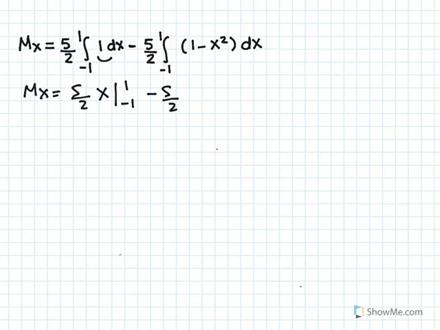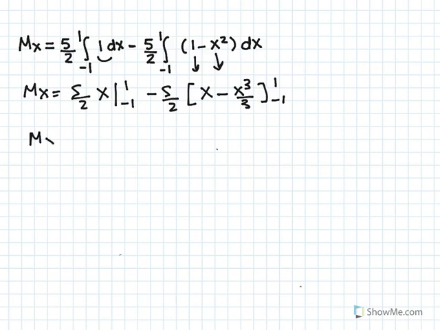Minus 5 over 2, integrating term by term. The integral of 1 is just x, reversing the power rule. And for the integral of x squared, add 1 to the exponent, divide by the same. We get x cubed, divided by 3. Evaluate from -1 to 1.